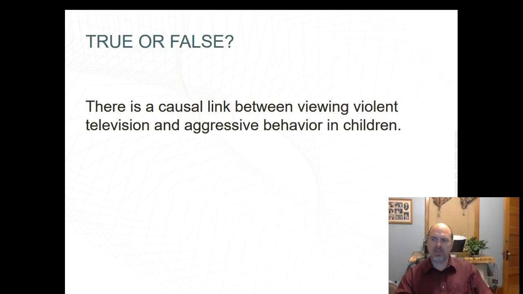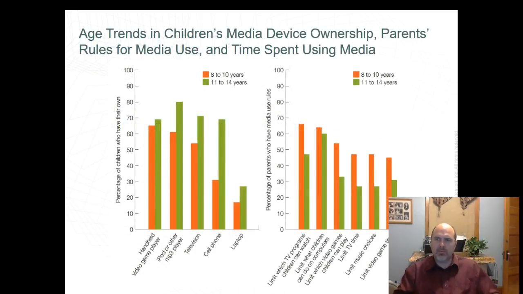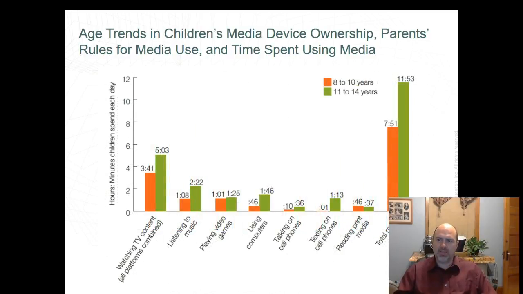Pro-social behavior is enhanced by quality programs that teach moral, social values like Mr. Rogers' Neighborhood and Sesame Street. But if you look at this figure 10, as children get older, a higher percentage of them own their own media devices, and parents become less likely to regulate children's use of media. In addition, older children spend more time using electronic media and less time reading print media than younger children do.